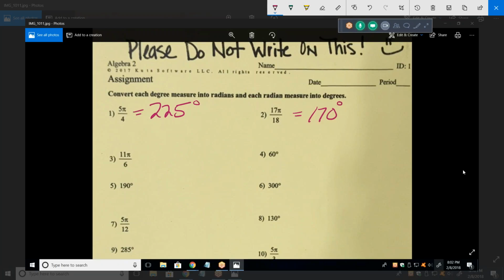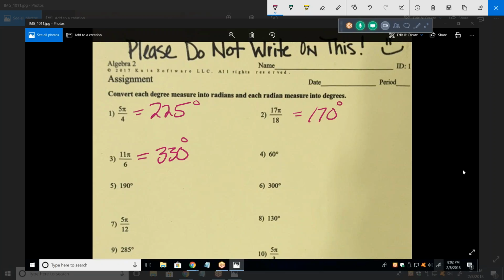So doing it the easy method, what is that? As long as you know pi over 6 is 30. So what's number 3? So then 11 pi over 6 is 11 times 30, so 330. To me, that's just a couple steps easier and I can do it instantly.